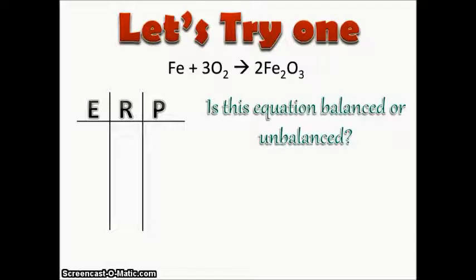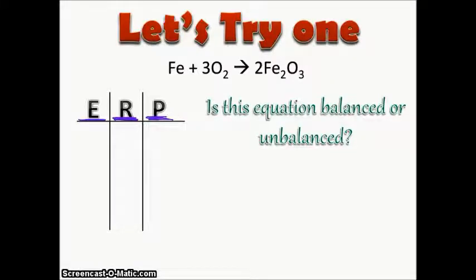So ERP: E stands for the number of elements, and in the E category or column, you would just list all of the elements found in the reaction. The R stands for reactants, and that is where you write the number of that particular element found in the reactants, and then P stands for product. So let's use this particular equation to practice using the ERP chart.